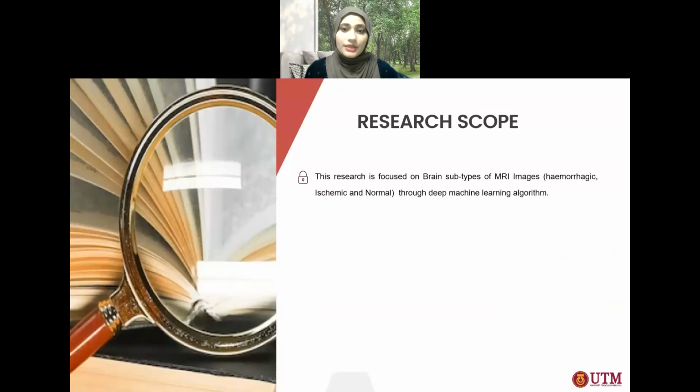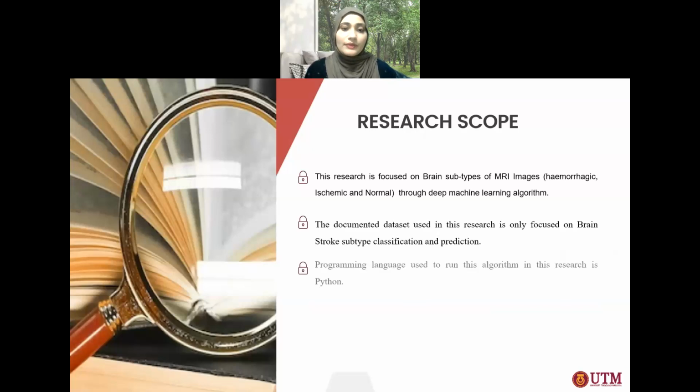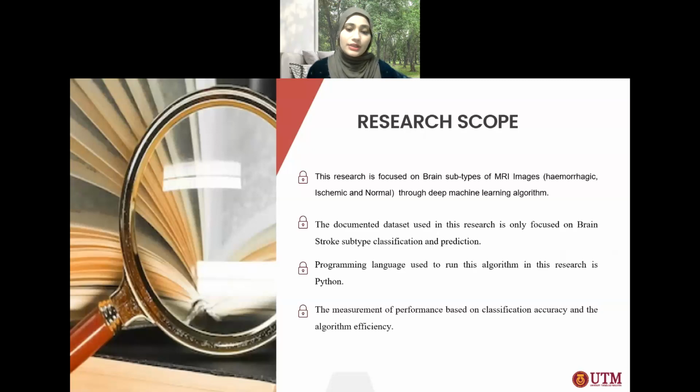So our scope will be, we will be working with MRI images, which are classified into hemorrhagic, ischemic, and normal brain from the patients. And the documented dataset used in this research will be focused only on brain stroke subtypes or normal brain MRI images for the classification and prediction. And the programming language will be Python. The measurement of performance is based on the classification accuracy and the algorithm efficiency.